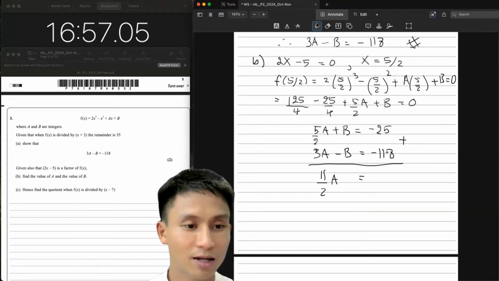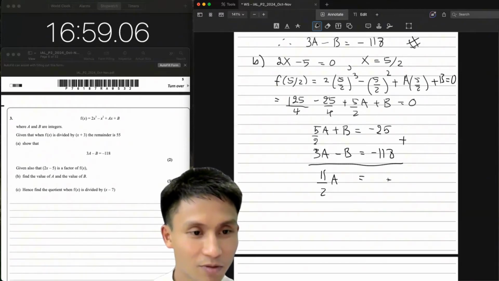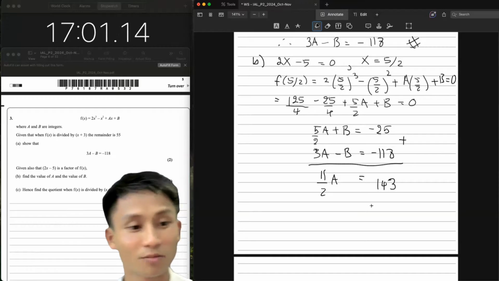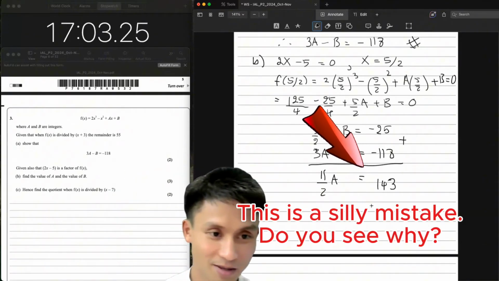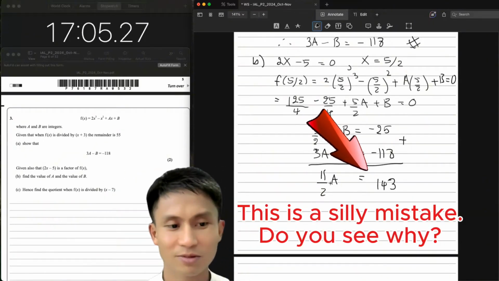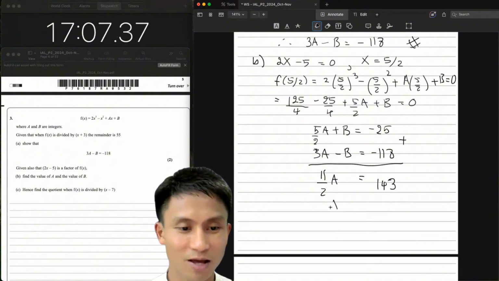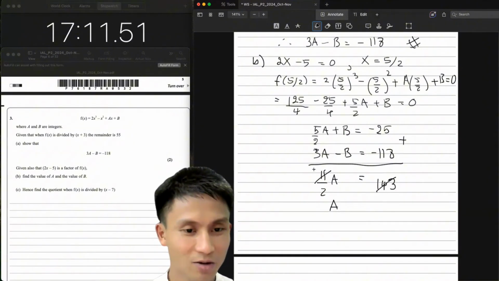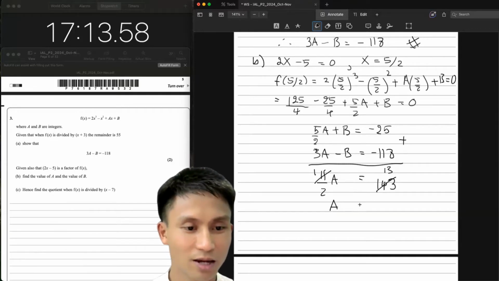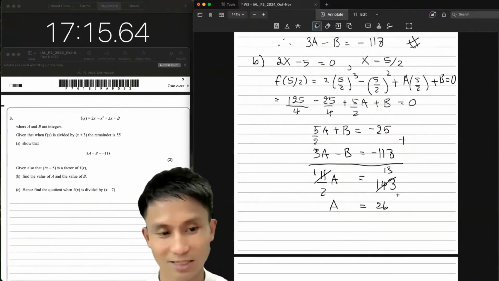B goes away, and then what is this? 3, 4, 1. Just do column there. Okay. And it seems like I can simplify because I know that 11 can divide that. So I get 1 there and 1, 3 there. So A would be 26.